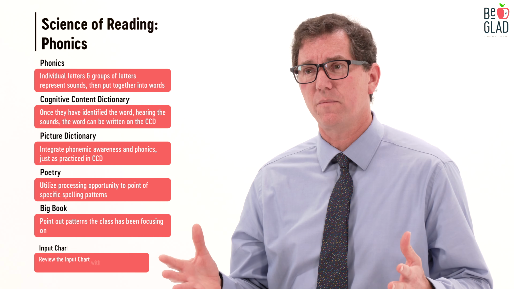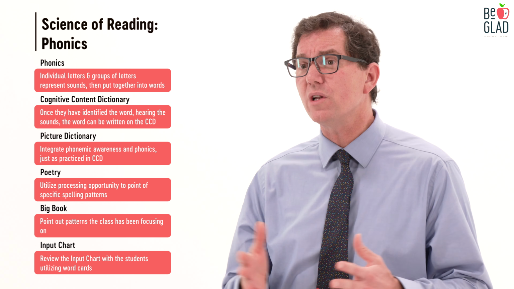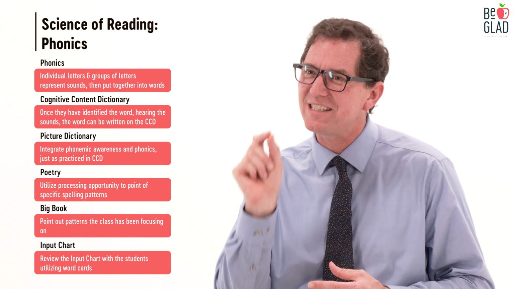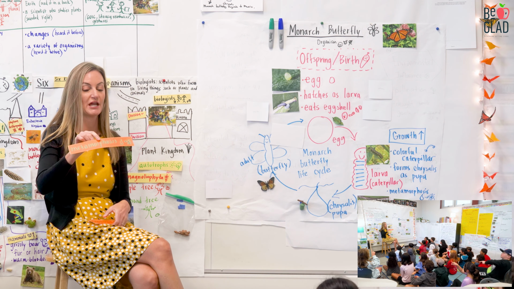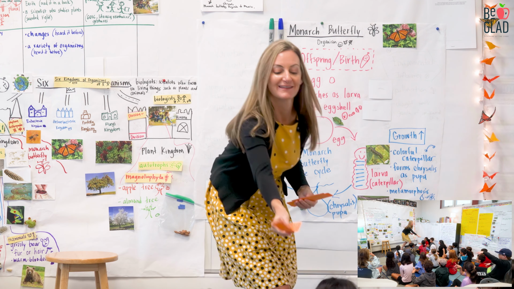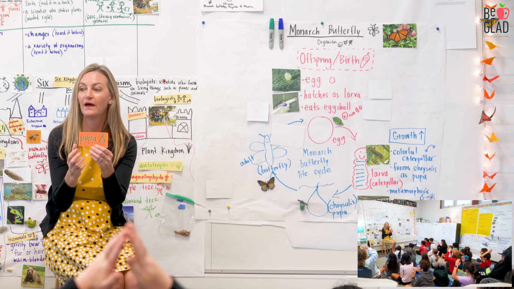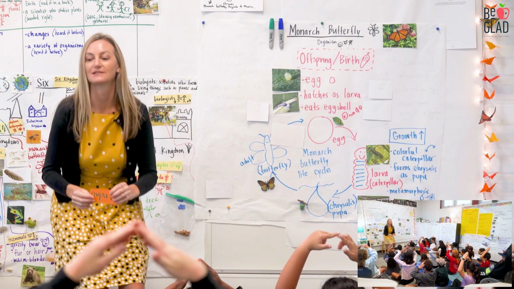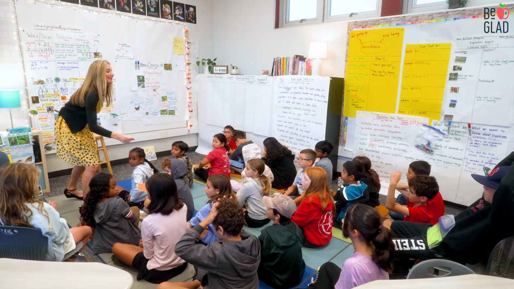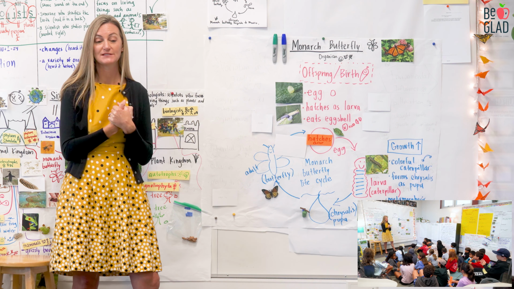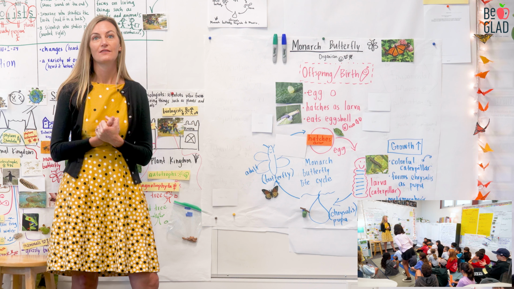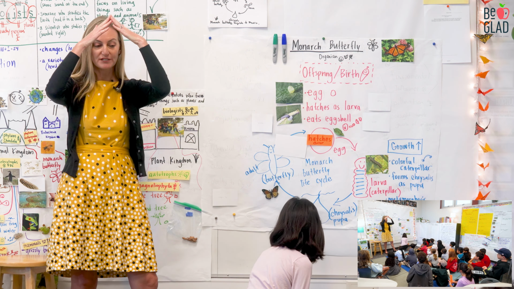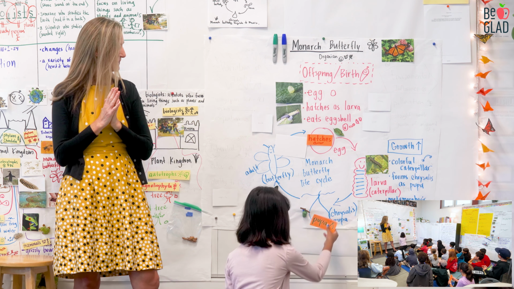Whenever we do an input chart, we review the input chart with the students utilizing word cards. The word cards are another opportunity to focus on specific spelling patterns. Because we're handing individual students specific words, we can be strategic about which student gets which word. We might provide some of the vocabulary words with an underlined sound spelling pattern. For example, if they were reviewing an input chart about plants and they see the word tree, the word is color-coded to the text on the input chart. However, we can underline the long E pattern, EE in this case, to point that out, to draw that out to students.